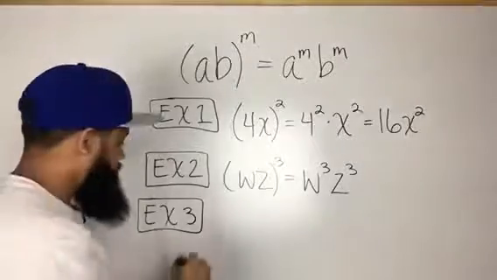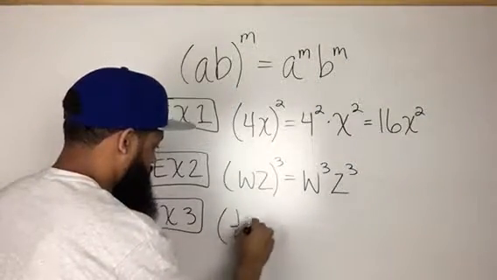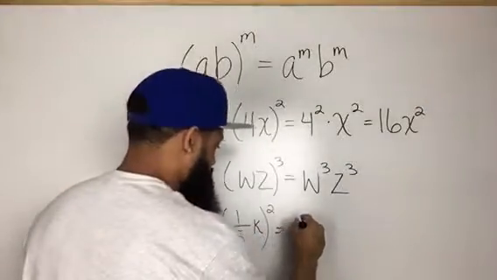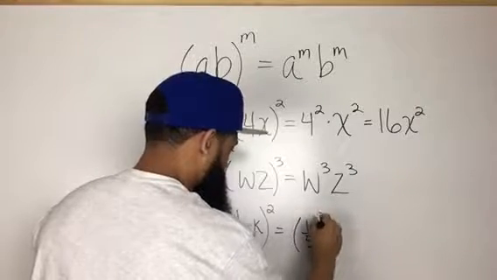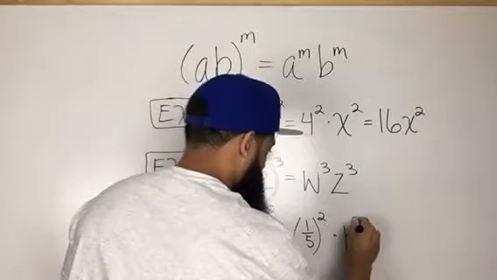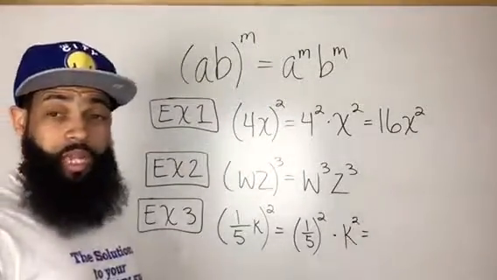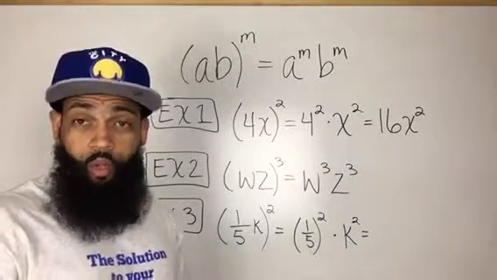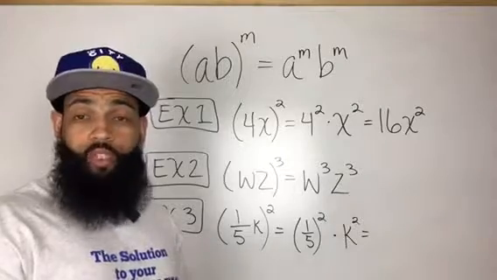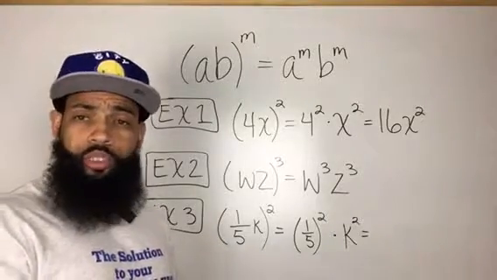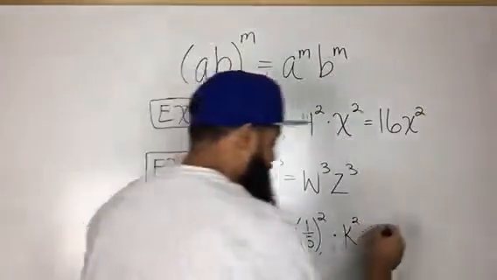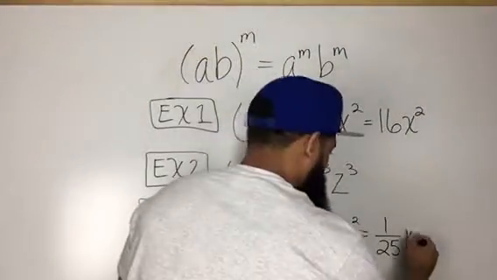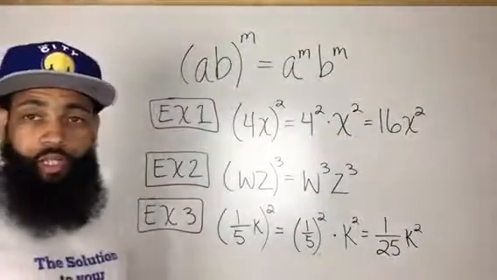Let's say we have a fraction, and I have 1/5 K taken to the second power, okay? So this is 1/5 to the second power times K to the second power. Now, based upon exponents, if I have 1/5 to the second power, it's 1/5 times 1/5, which when I multiply two fractions, you multiply the numerators and multiply the denominators. So 1 times 1 is 1, 5 times 5 is 25. So this is 1 over 25, and then times K squared. And that's our final answer there.